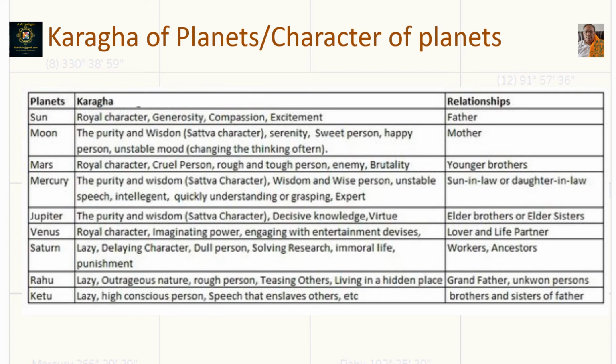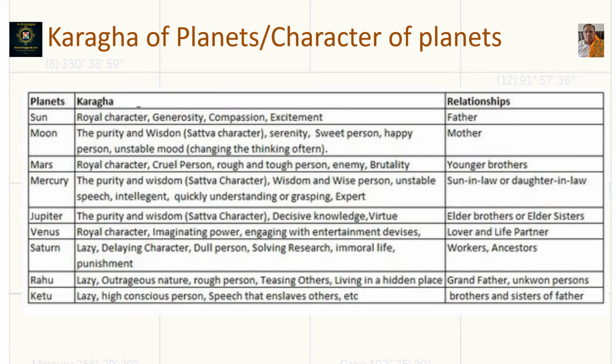Venus, again, it's a royal character. Imagination of Venus is very, very high. So imagination power is given to a person by Venus. Engaging with entertainment devices. So whatever entertainment there is in life, we have various forms of entertainment. All are given by Venus, and it refers to the lover, if it refers to the life partner.